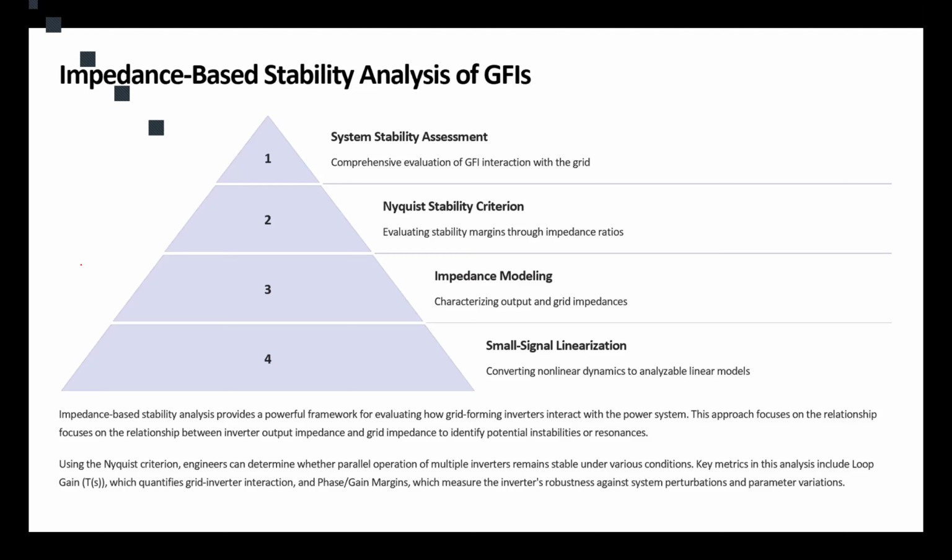So how could we do that? One is impedance-based system analysis. We model our inverter as a dynamic impedance.